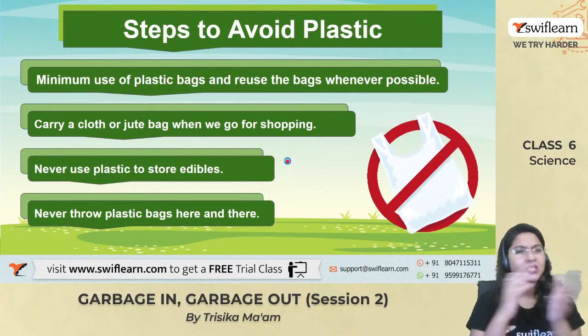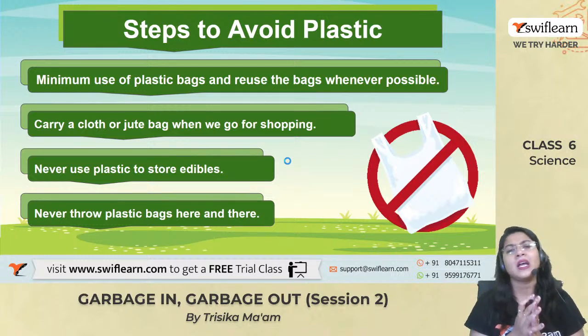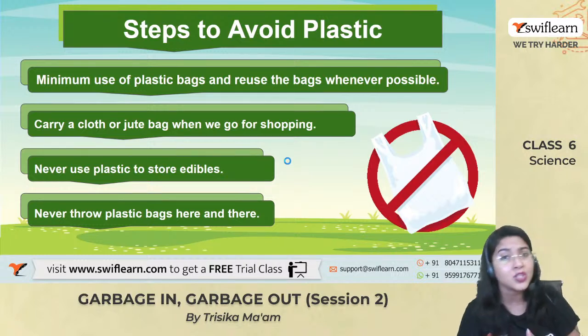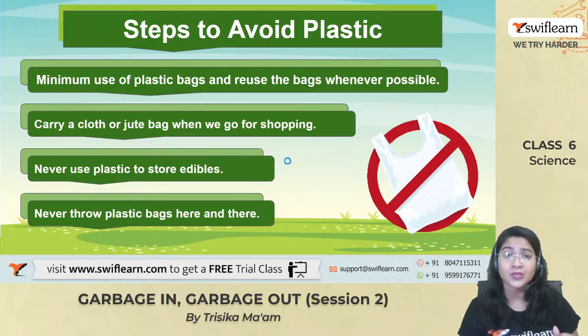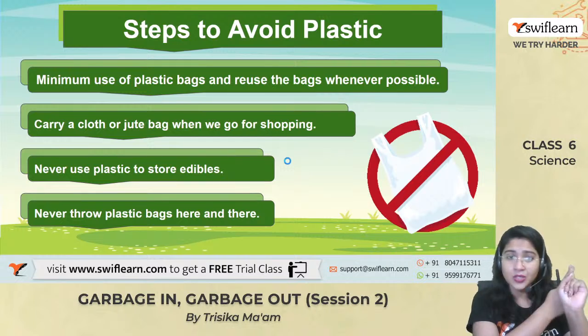So we can minimize the use of plastic bags and reuse the bags whenever it is possible. We can carry a different type of bag to the market and take the vegetables or whatever market product we want inside our bag, instead of taking plastic bags from the shopkeeper. Like this we can do, right?